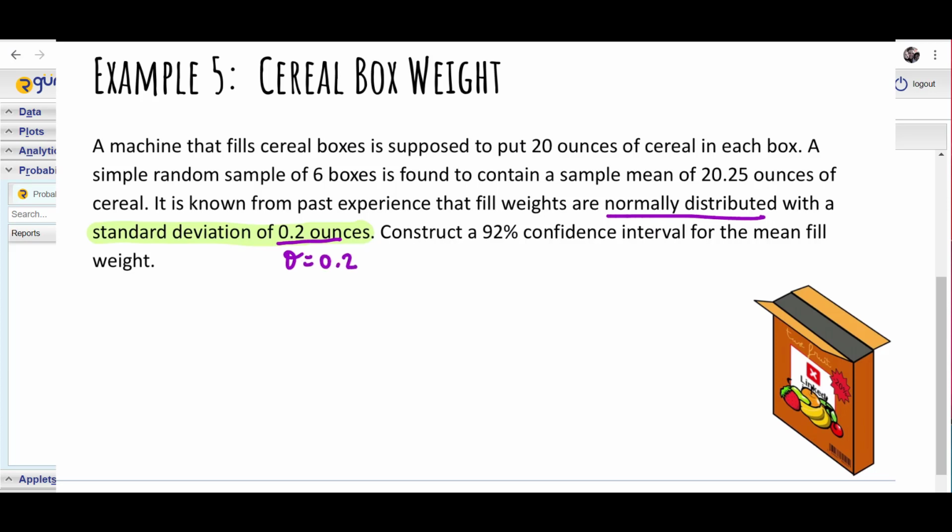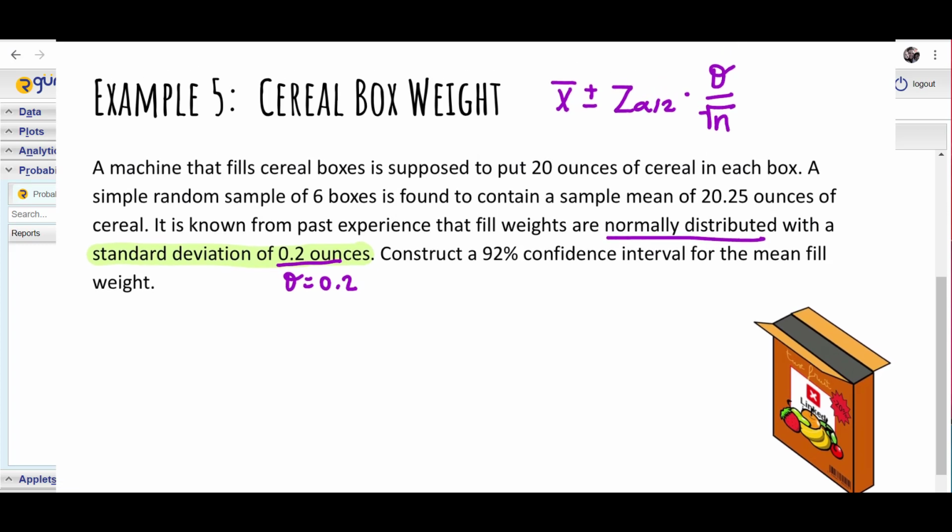So yes, it is a normal distribution. Since the sample size is not big enough, it is normally distributed, and we know the population standard deviation. Because of that, it is called a z-interval, and we could use this formula where we take the point estimate, which is x bar, and we add and subtract the margin of error, which again is your critical value times the standard error, which is the standard deviation over the square root of n. That's the formula we're going to be using for this problem.